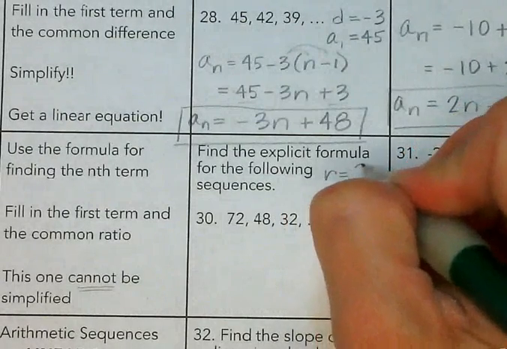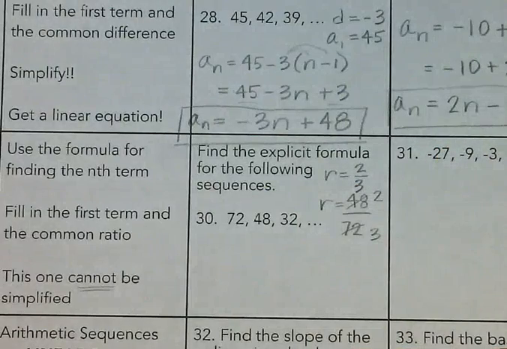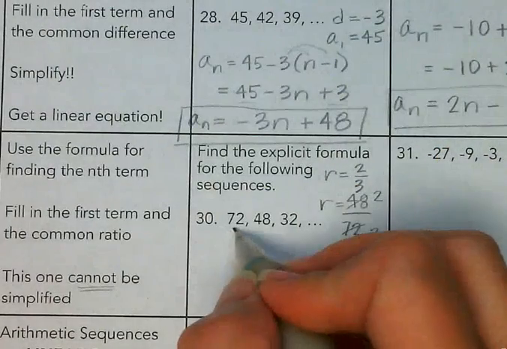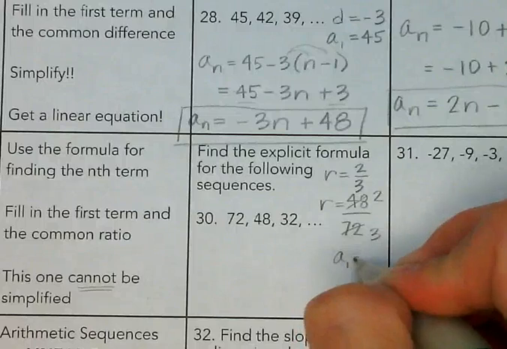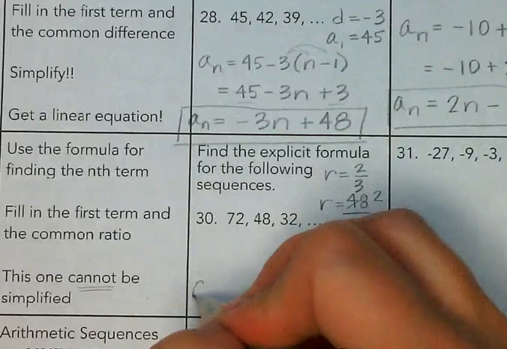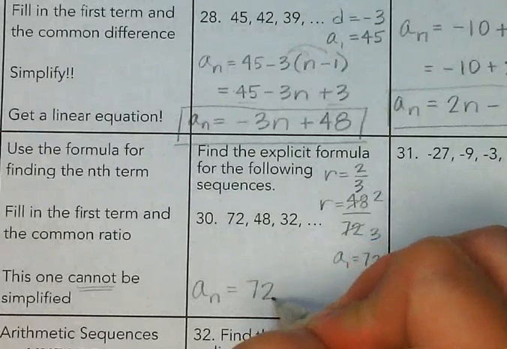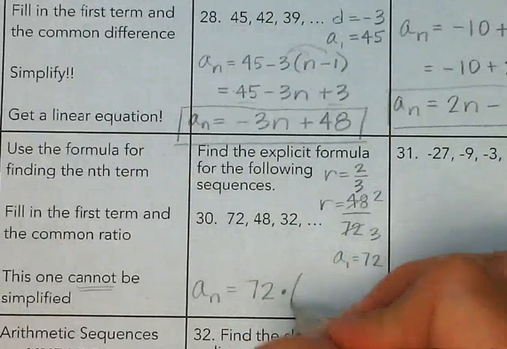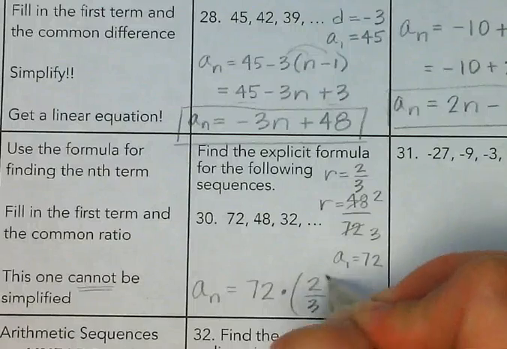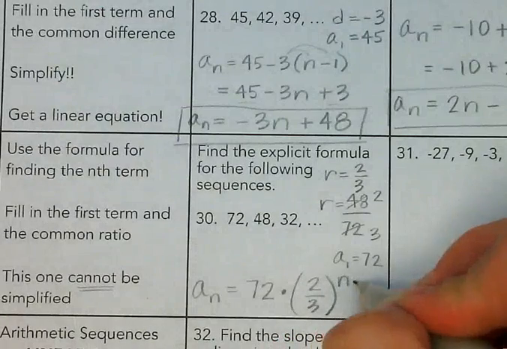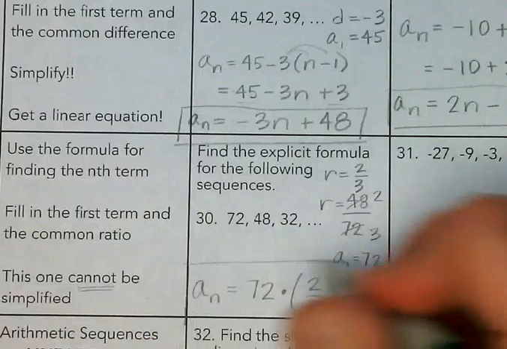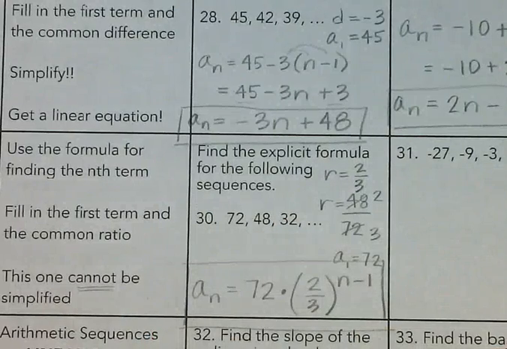So the r is going to be 2/3 for this problem. And then the first term is 72. So the formula is going to be the first term times the common ratio, which since it's a fraction, I'm going to put it in parentheses, with n minus 1. And that's all that we can do because we can't simplify until we know the exponent.